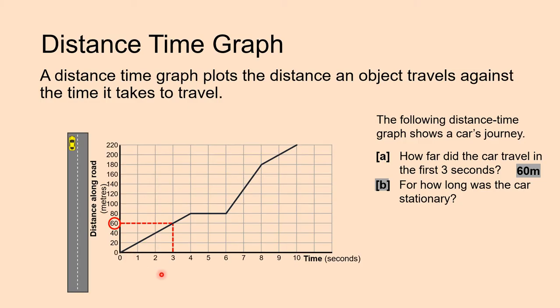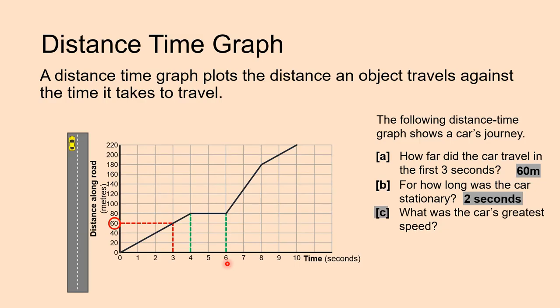How long was the car stationary? So we find the section where the car is stationary, draw 2 straight lines down, and we can see we were stationary between 4 and 6 seconds. So we were stationary for 2 seconds.